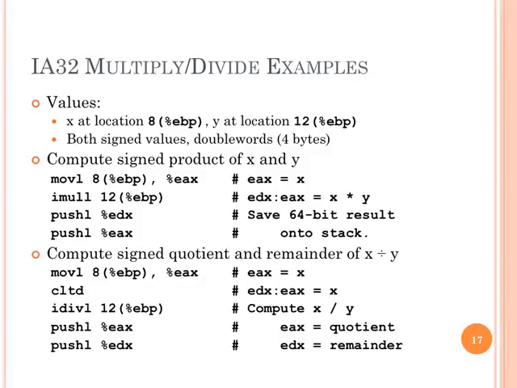Signed quotient and remainder of X divided by Y. So this time we move X into EAX. We sign extend it into EDX using CLTD. And then we divide it by Y, whatever's at 12(%EBP). And then EAX is the quotient and EDX is the remainder. Any questions?